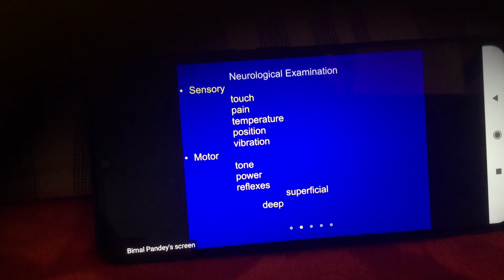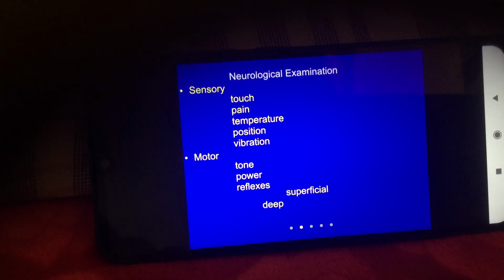Zero, no movement; 1, muscle flickering; 2, there is little movement, but no movement against gravity; 3, there is a little bit of movement against gravity also; and 4, movement with resistance. And power 5 is with full force resistance, the limb moves. That is power 5. 0, 1, 2, 3, 4, 5. This is the muscle power you have to know.